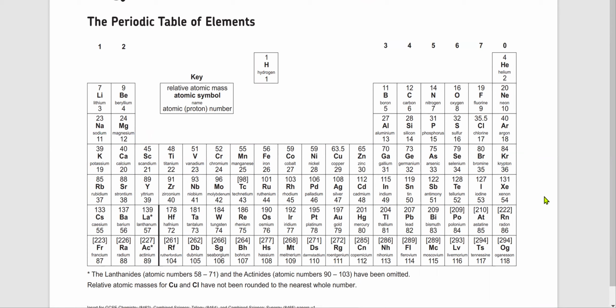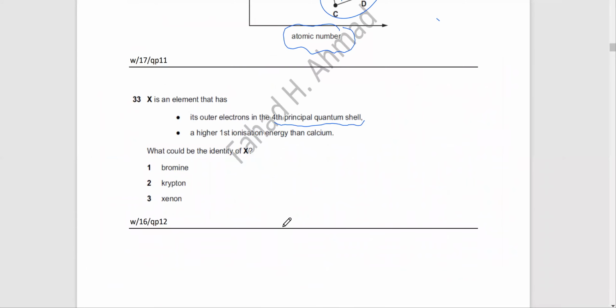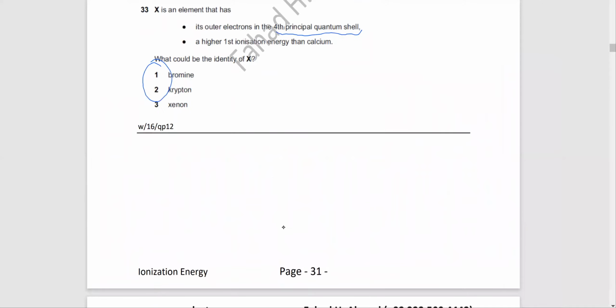What was the other element? There was xenon. So xenon cannot be the right answer because if you move down the group, then all of a sudden ionization energies decrease. So both of them are the right answer, bromine and krypton. In these questions, multiple options can be correct, except xenon can't be correct. Because you move down the group, so the ionization energy is going to be lower.